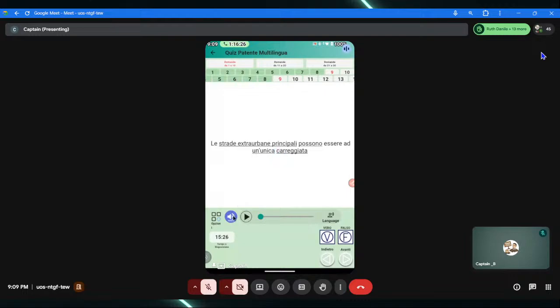It's two. Le strade extraurbane principali possono essere ad un'unica carreggiata. Unica. Falso. Yeah, that's what I said, sir.